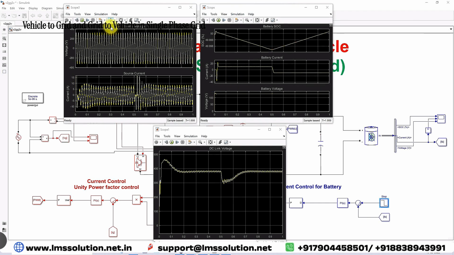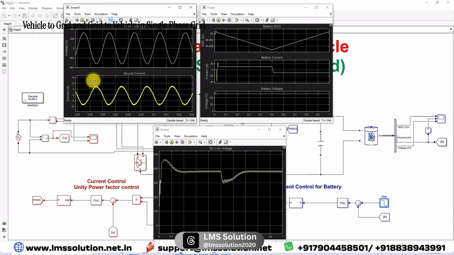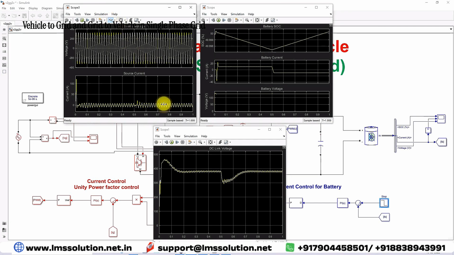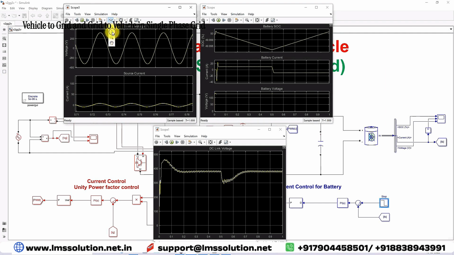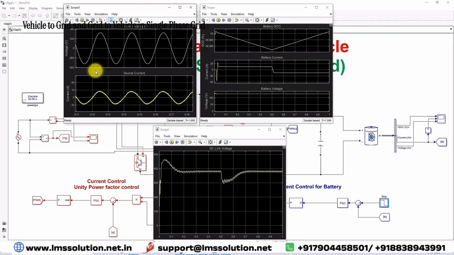And also you can see the phase difference. During the discharging condition, the voltage and current are 180 degrees out of phase. During the charging condition, you can see that both are in phase. Here you can see that voltage and current are in phase.